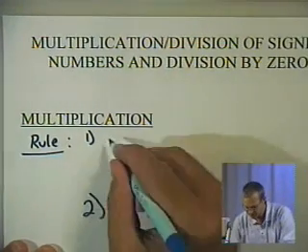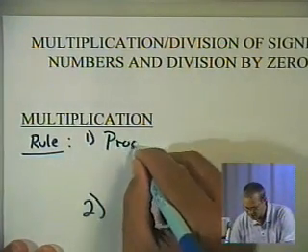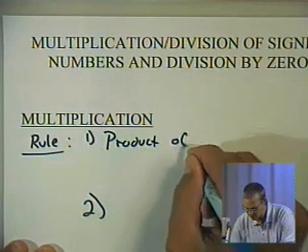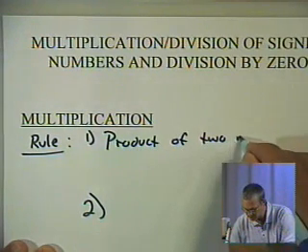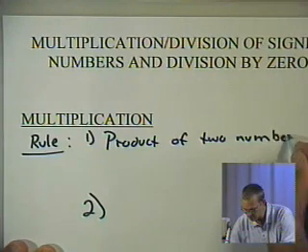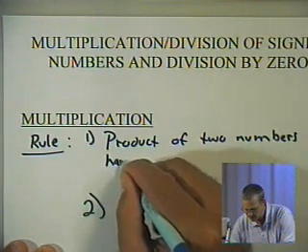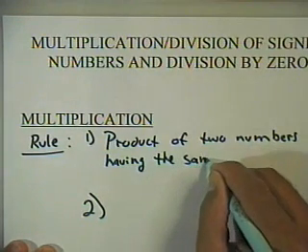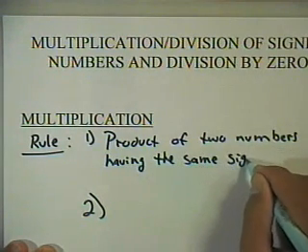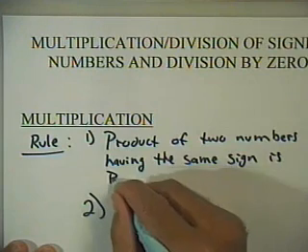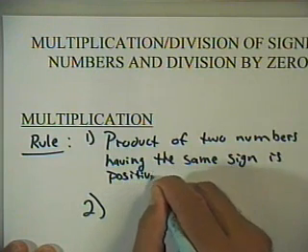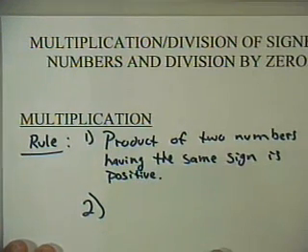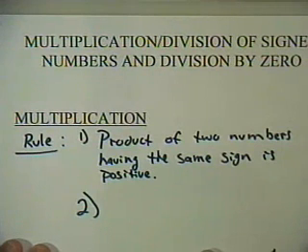The first rule is the product of two numbers having the same sign is positive. So multiplying two positive numbers is positive. Multiplying two negative numbers is positive.